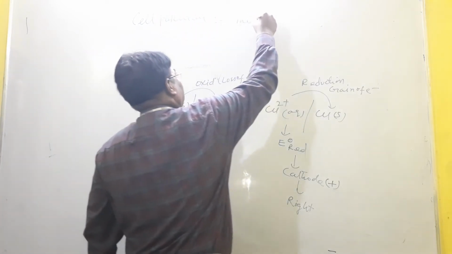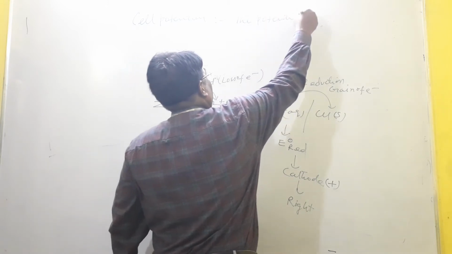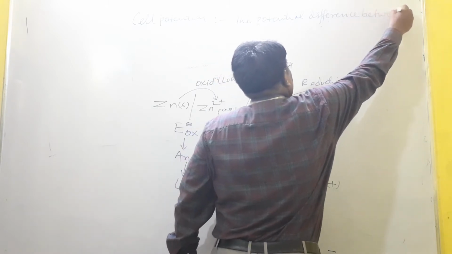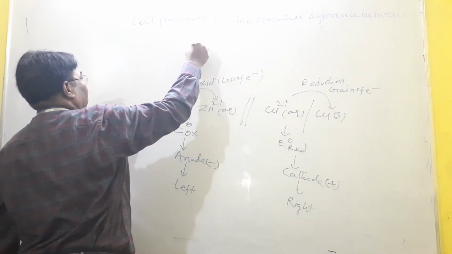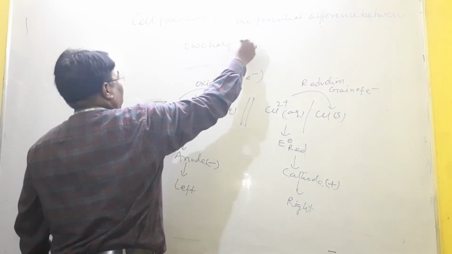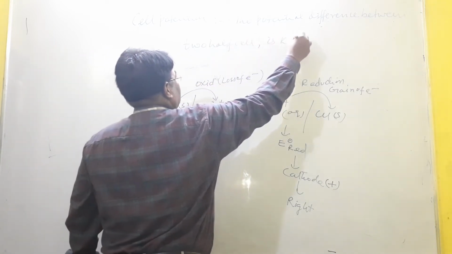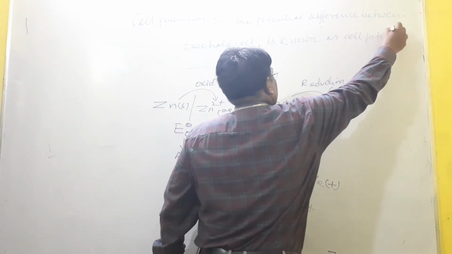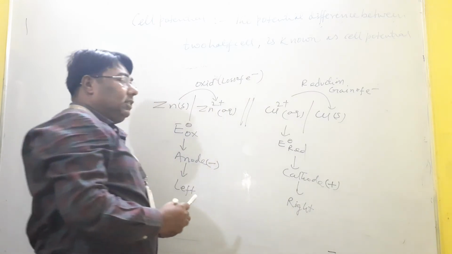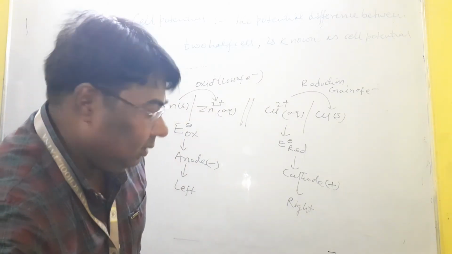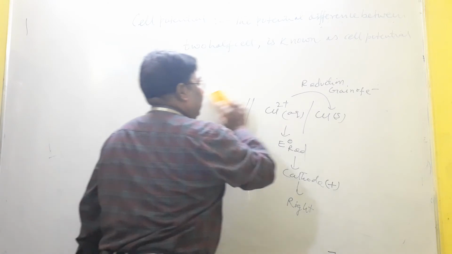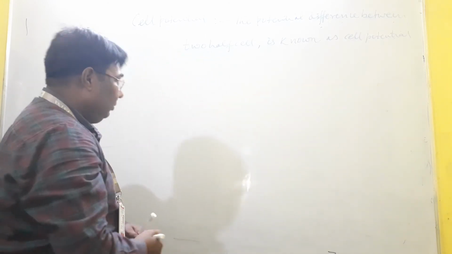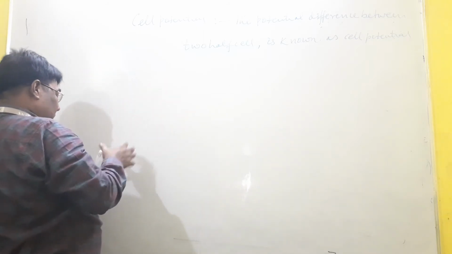The potential difference between two half cells is known as cell potential. And when it is measured under standard conditions, then it is said to be standard cell potential.